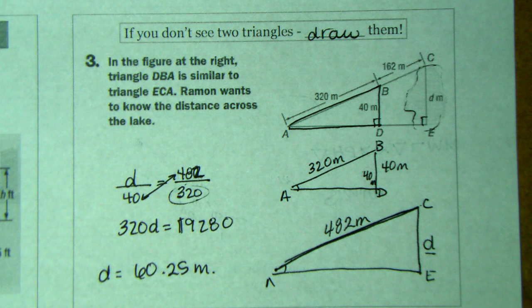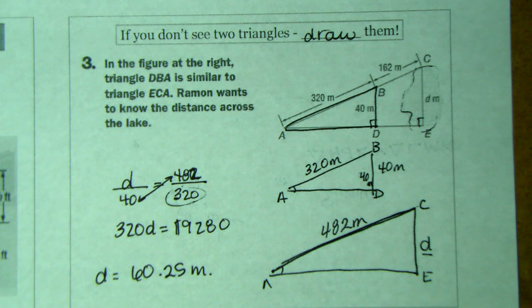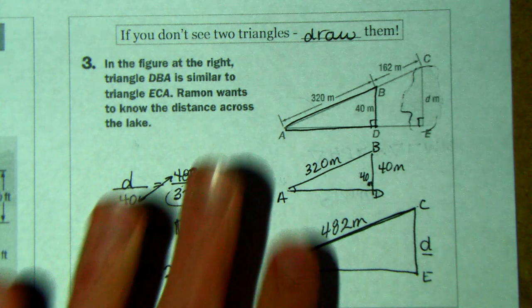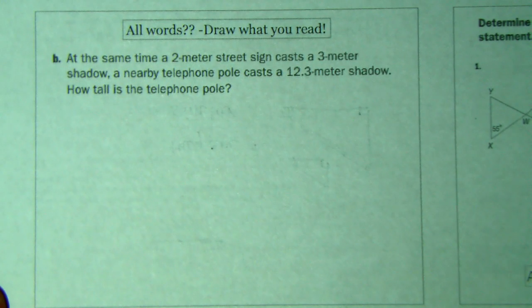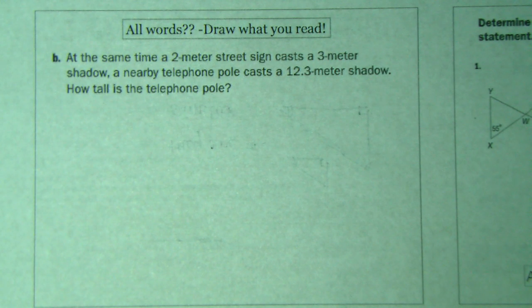All right. Questions on that one? Do we understand how I took those two triangles out? Because I guarantee you will see problems like that again. Okay? Then sometimes they'll give you questions like slide number 7 and not even give you a picture. Draw them. Draw the picture. We got a sign, a street sign, that has a shadow, and a telephone pole that has a shadow. My guess is the telephone pole's higher. What do you guys think?